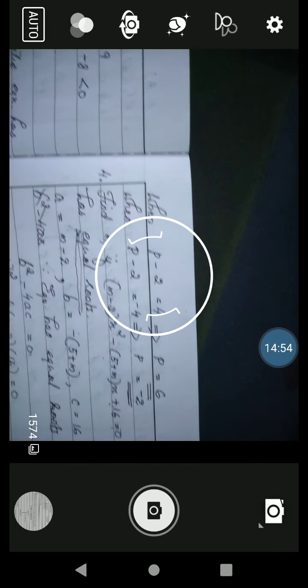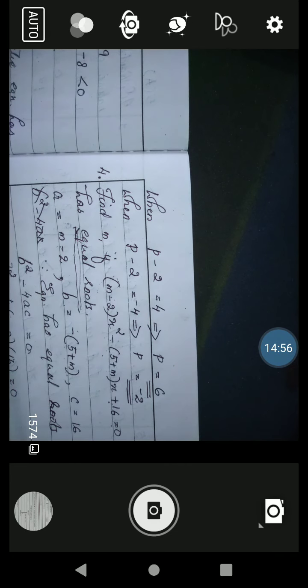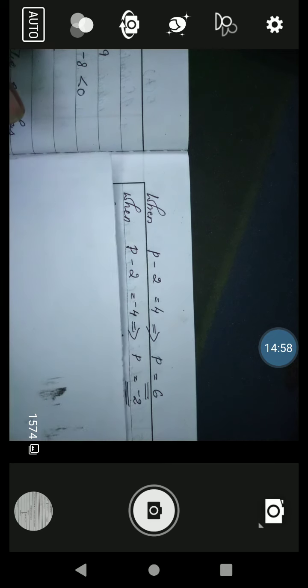And therefore, when p minus 2 is equal to 4, you can find p is equal to 6. Transpose minus 2 to the other side, you will get p is equal to 6. When p minus 2 is minus 4, you will get p is equal to minus 2. So, we get two values for p. Okay.